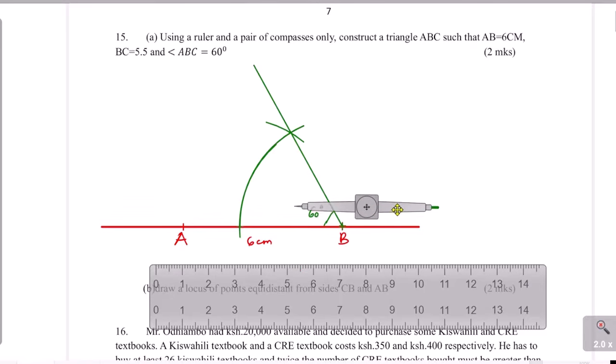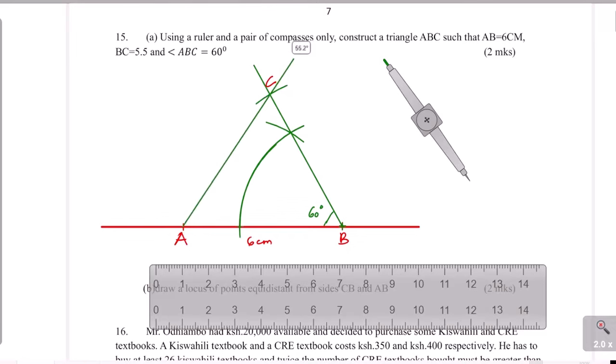5.5 is there. So with measurement of 5.5, standard B, and then cut that arc. So this is point C. That is point C. Now you can complete the triangle by joining A to the point of intersection, that is why we have C. So the triangle is complete, it's there.